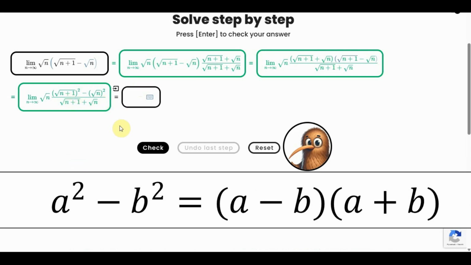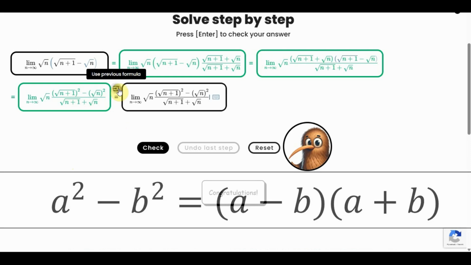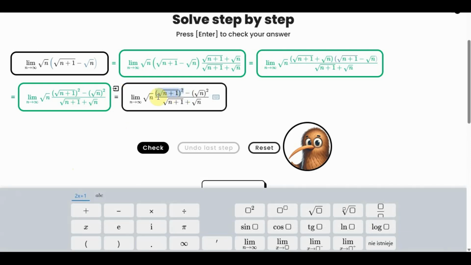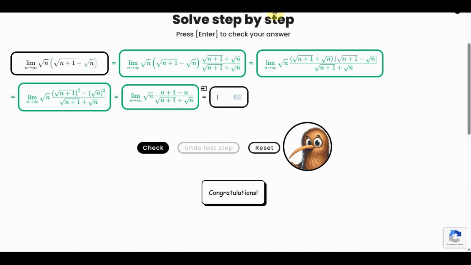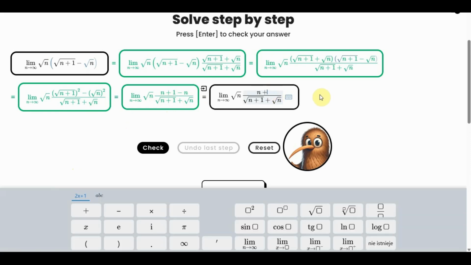The square root squared will simply cancel out. So it will be like this. On top and minus n will cancel out. But I suggest making a small mistake. Let's say we are tired. We make such a mistake.